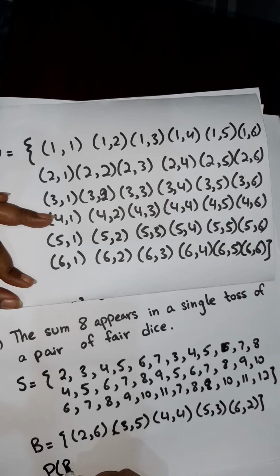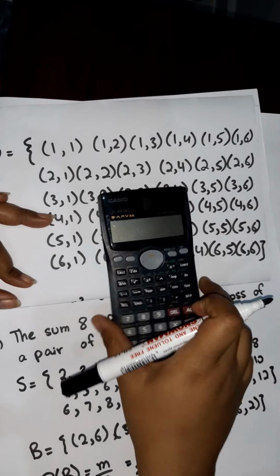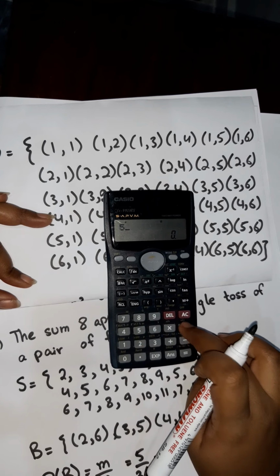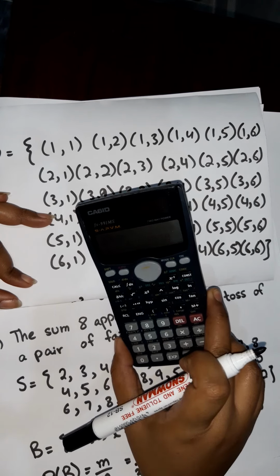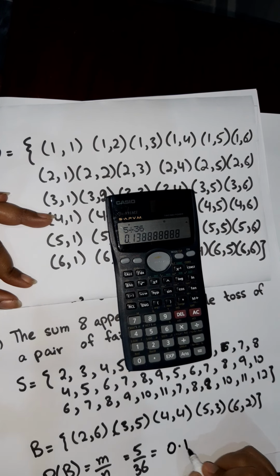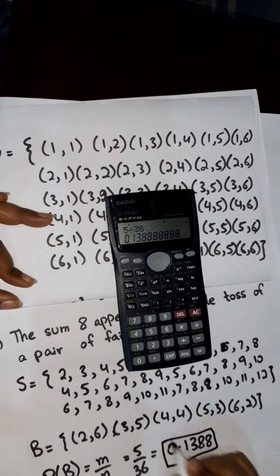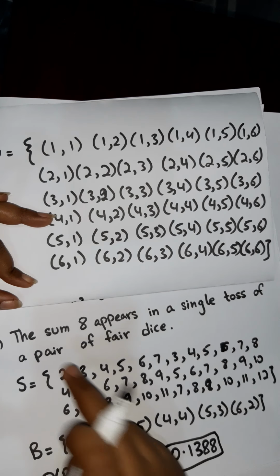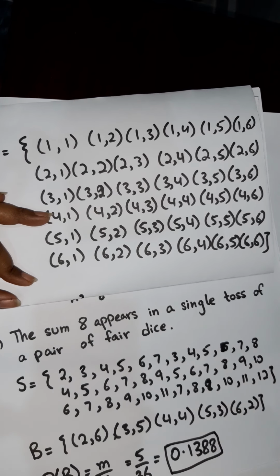So here the probability of B will be equal to m by n. M is here 5 and n is 36. So 5 divided by 36 is 0.1388. So this is the probability that the sum 8 appears in a single toss of a pair of fair dice.